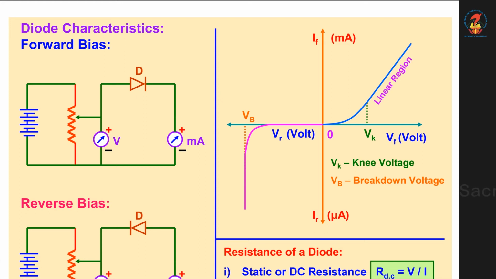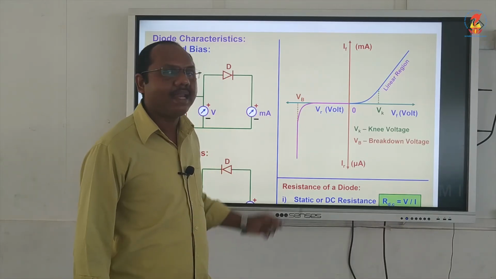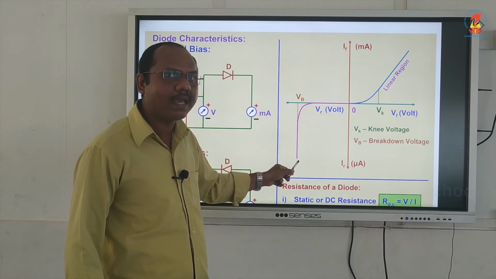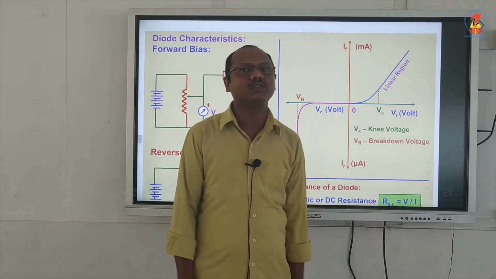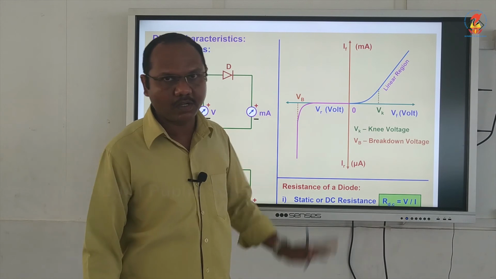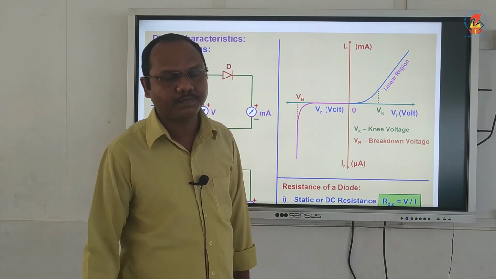Soon after reaching the breakdown voltage, the minority carrier number will keep on increasing numerously, and as a result the reverse saturation current will increase very high, the reverse current will increase very high, and after that the diode fails to work. The diode will break. That is why it is called breakdown voltage, and it is also called Zener voltage.